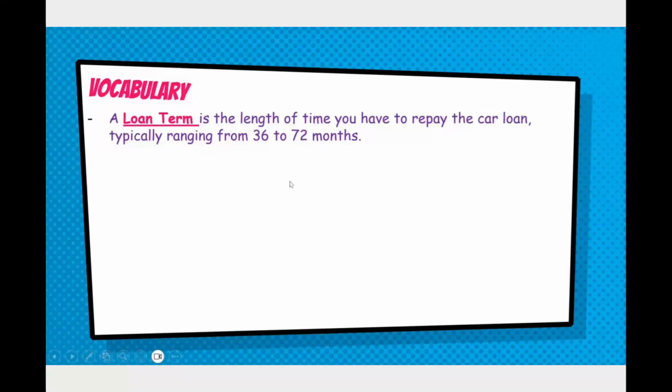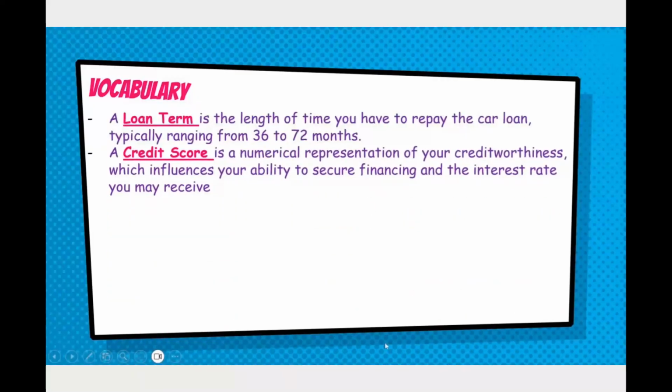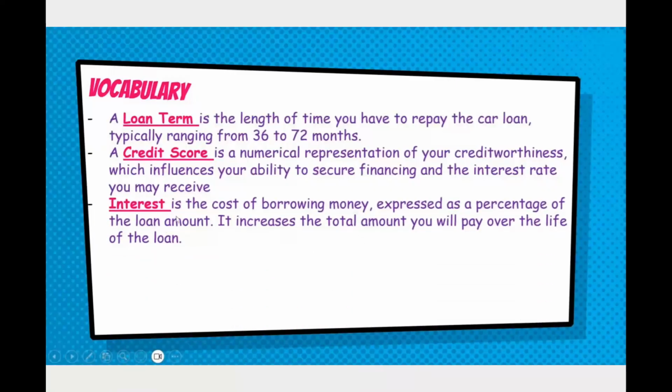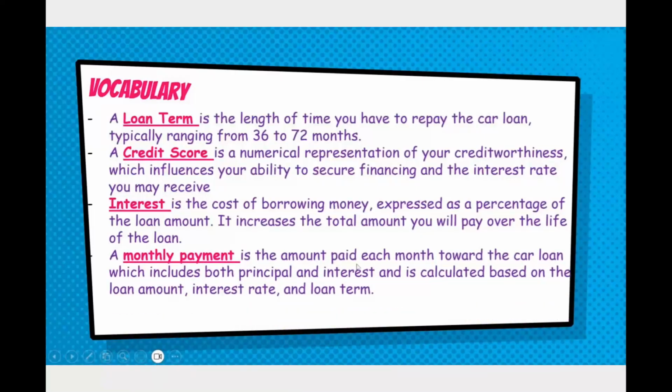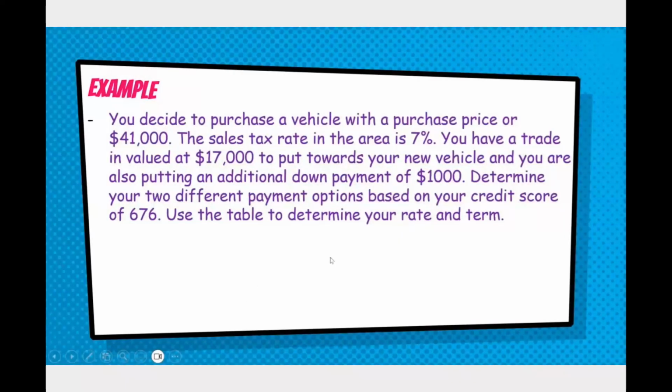A loan term is the length of time you have to repay the car loan, typically ranging from 36 to 72 months. We already talked about a credit score. It's a numerical representation of your creditworthiness, which influences your ability to secure financing and the interest rate you may receive. Interest is the cost of borrowing money, expressed as a percentage of the loan amount. It increases the total amount you will pay over the life of the loan. And monthly payment, like we saw yesterday, is the amount paid each month toward the car loan, which includes both principal payments, which reduce how much you owe, and interest payments. It is calculated based on the loan amount, interest rate, and loan term.